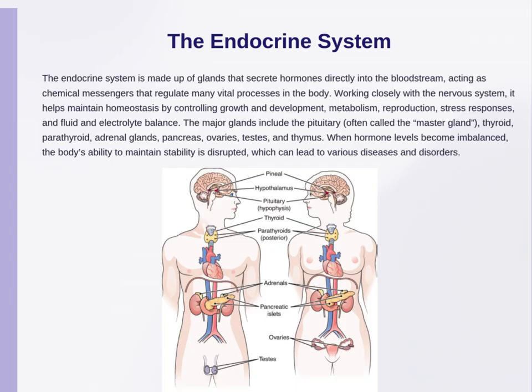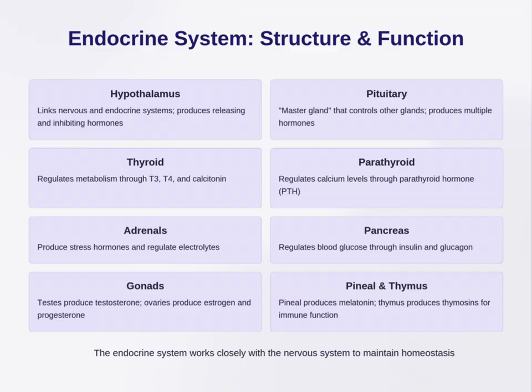So the endocrine system is a system of glands that release hormones into the bloodstream that help to regulate body processes, different ones. It collaborates with the nervous system to maintain homeostasis. It influences growth, metabolism, reproduction, stress responses, fluid balance. Really does support overall well-being. Some of the things that we've just talked about only happen because of the endocrine system.